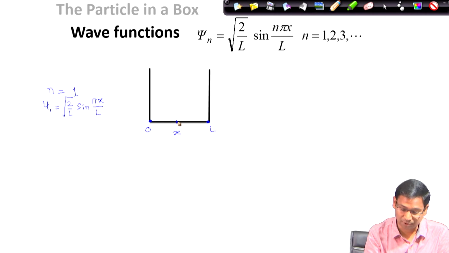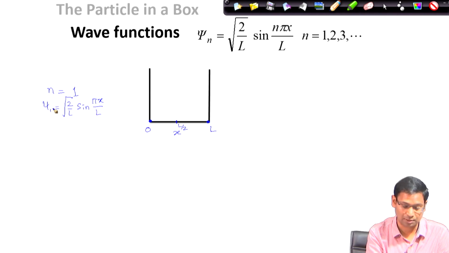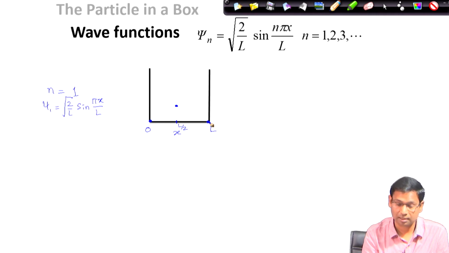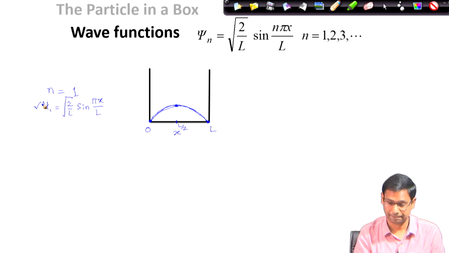Now, at the middle of the box, so suppose x equals L by 2, when I put x equals L by 2 in this equation, you would see that L will cancel out, and then I will be left with sin pi by 2, and that is 1. So, when I multiply that with 2 by L, I have that value over here. So, the wave function is 0 at x equals 0 and x equals L, and it has a finite value at x equals L by 2, and you see the sine function would have a dependence like this. So, this is the lowest wave function when n equals 1.